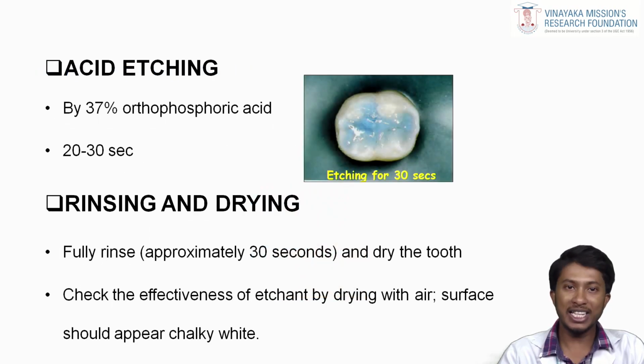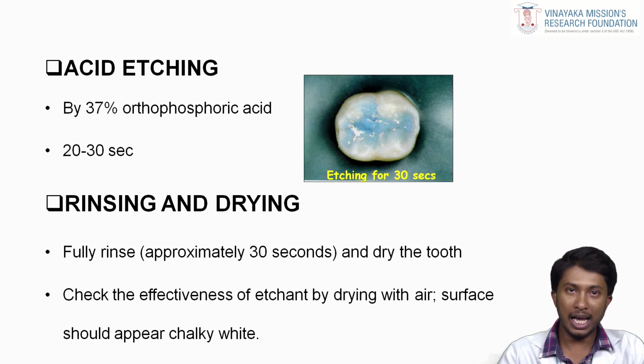Next is acid etching. It can be done by using 37% orthophosphoric acid for 20 to 30 seconds, then rinsing and drying. Fully rinse for approximately 30 seconds and dry the tooth. We should check the effectiveness of the etching by drying with air, and the surface should appear chalky white. So this will help us to evaluate the effectiveness of the etch.